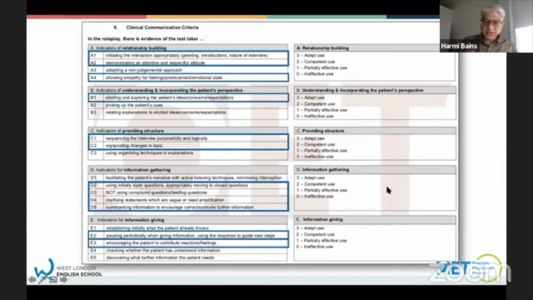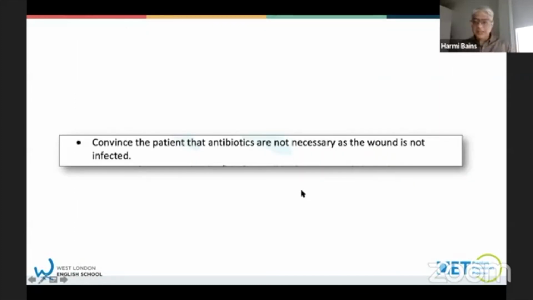Okay, guys, so we're ticking more boxes as we go along, and let's keep working because we get to the next task here. It says now, convince the patient that antibiotics are not necessary as the wound is not infected. Now you can see here the word convince, and that's telling you something, and you really want to try to pick up on these little things because it's telling you the patient isn't just going to say yes, yes, yes. But if you've got to convince the patient, it means they're going to be a little bit resistant and you're going to have to persuade them.